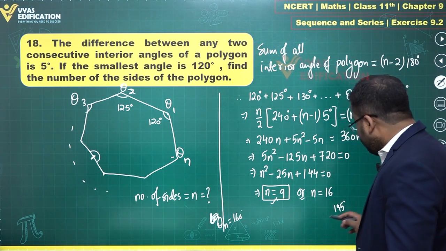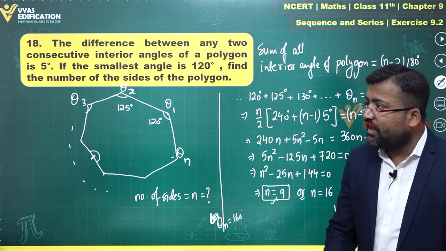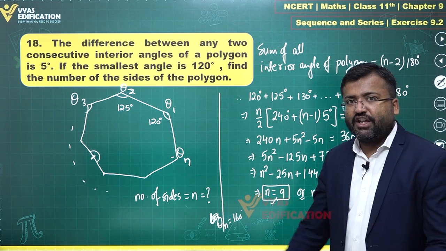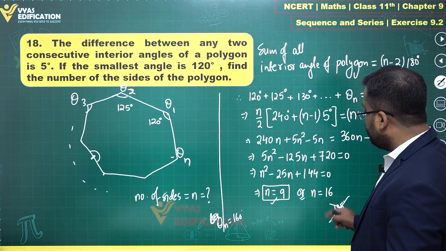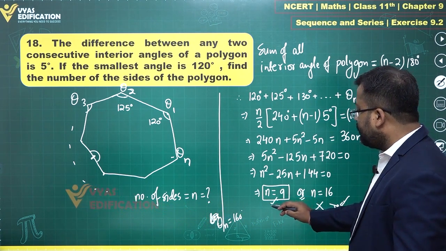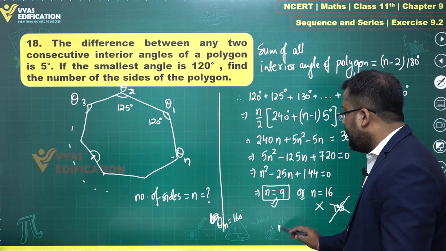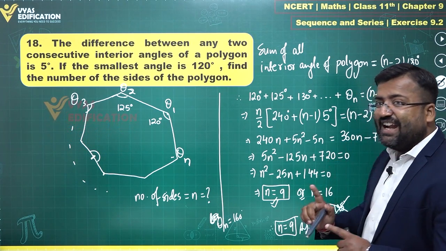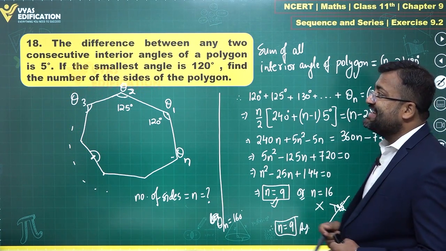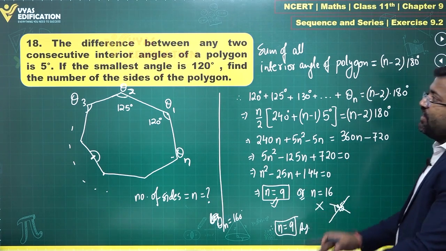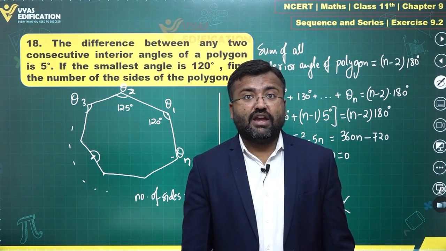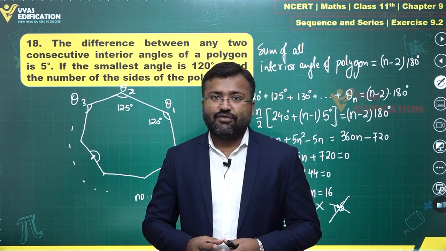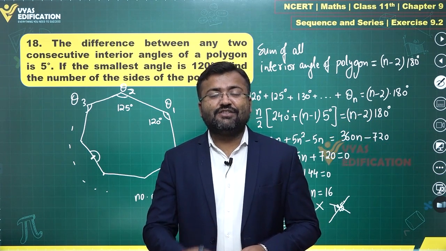Okay. So is this 195 degree okay? No, this is not okay because of that. 180 degree is not a possible angle for a polygon, right? So n equals 16 is not okay. n is equal to 9 is okay, and therefore n is equal to 9 is my final answer. With proper understanding and logic, n equal to 16 is incorrect. That's the correct answer for this question number 18, as you can see over here, right? With this, we come to the conclusion of this particular exercise from the chapter Sequence and Series. Till the next video, all the best.